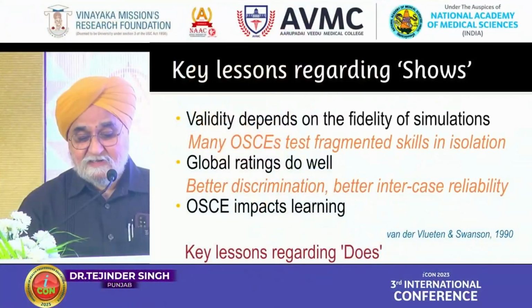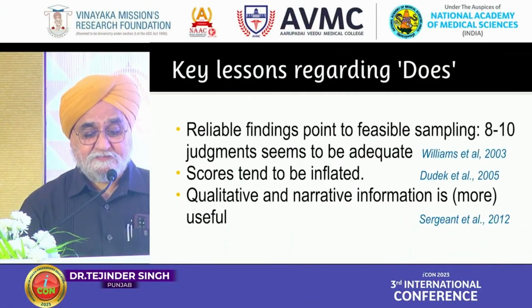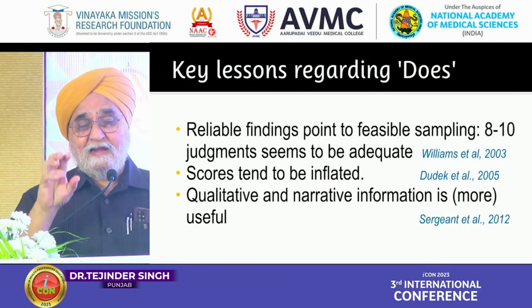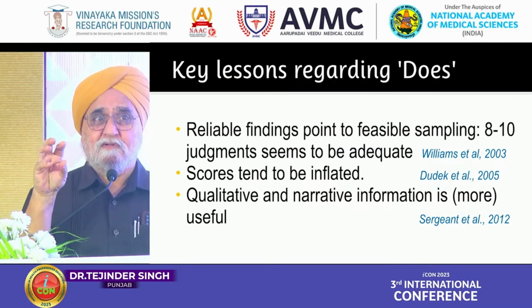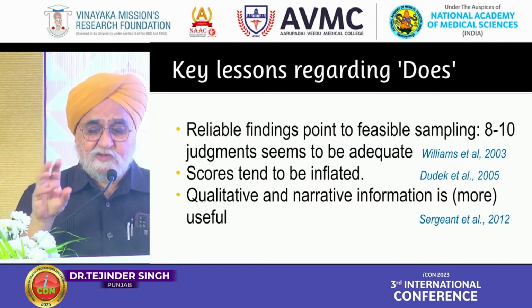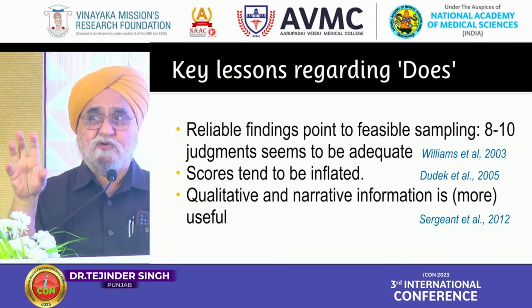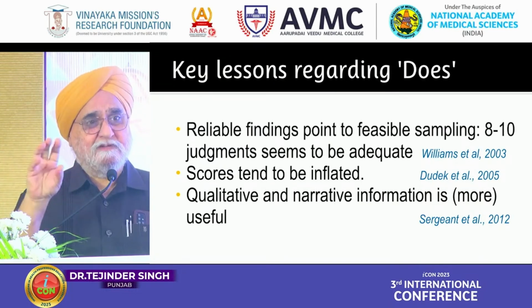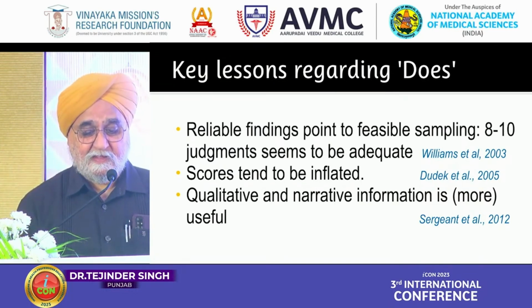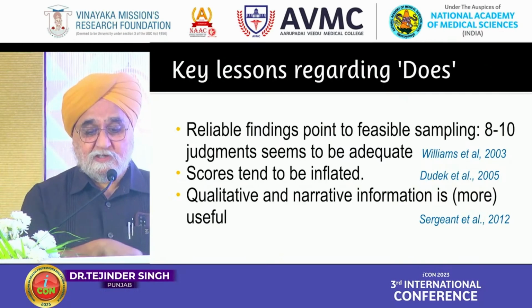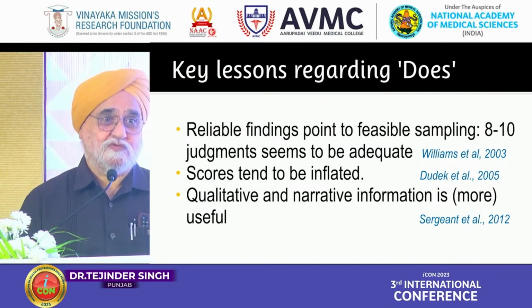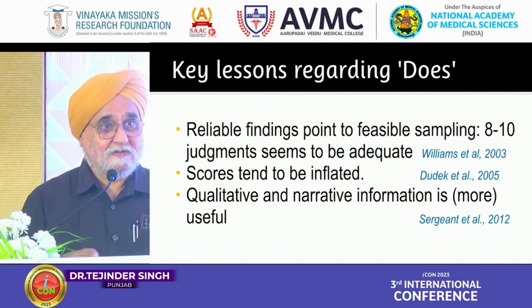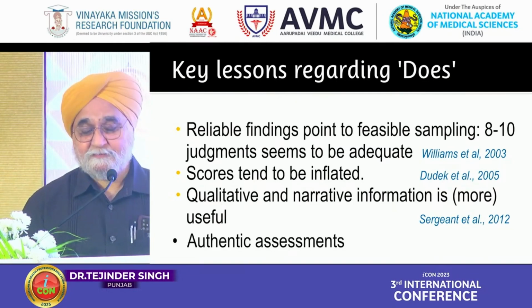And what are the key lessons regarding does that we have learned? That if you have 8 to 10 samples or encounters in a year, then you can get a sufficient amount of reliability for making even summative decisions. And again, like shows, the qualitative and narrative information is actually more useful even for the does part of it.